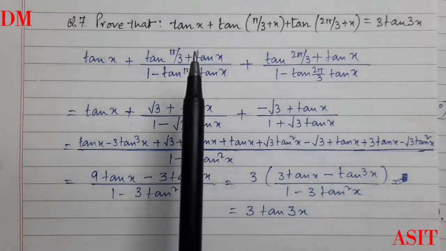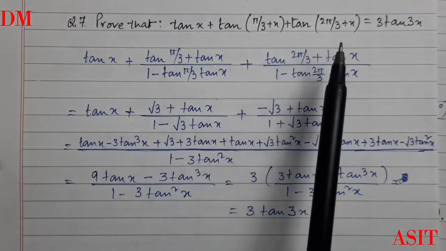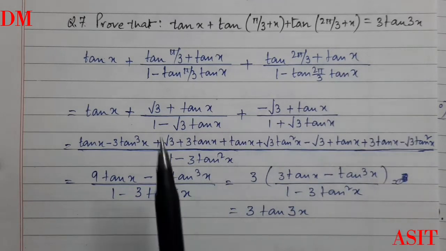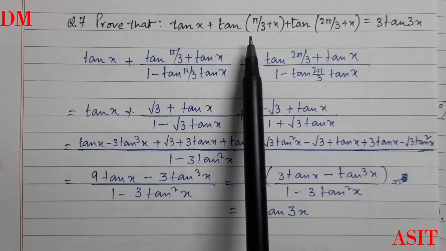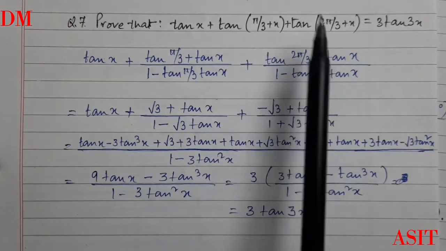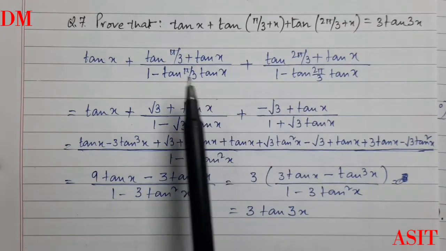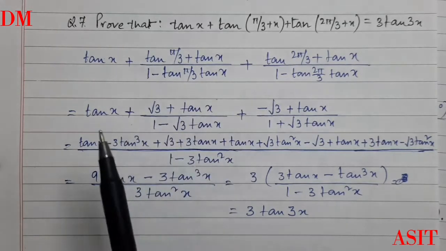Now let us see this question. It is given that tan x plus tan of (pi by 3 plus x) plus tan of (2 pi by 3 plus x) is equal to 3 tan 3x. So we have to prove this. Here we can use the formula of tan of x plus y in both these two terms, so that we can write these two. So it is tan x plus tan y by 1 minus tan x tan y.